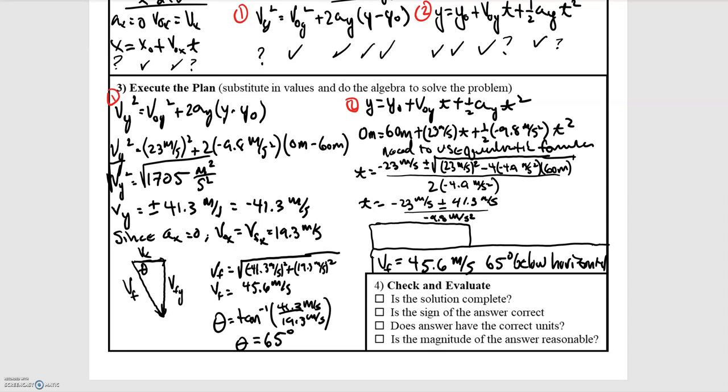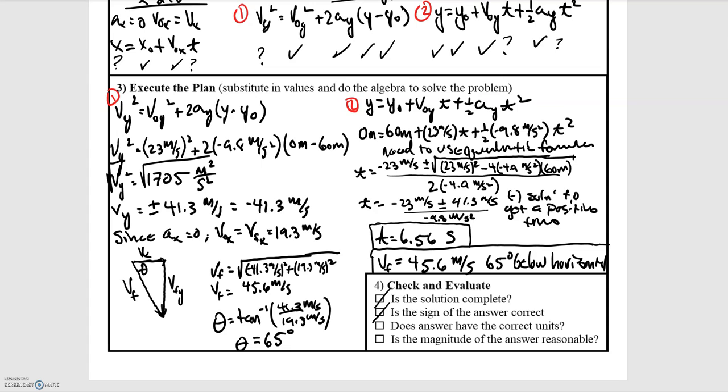And now to solve for the second part, for time, we use the position as a function of time equation. We substitute everything in. In this case, we need to use the quadratic formula to solve for time. So substituting that in, we're left with negative 23 meters per second plus or minus 41.3 meters per second, divided by negative 9.8 meters per second squared. Now, if we take the positive sign answer, we get a negative time value. So we want to take the negative solution to get a positive time. In doing so, we get a time of 6.56 seconds. And so we have a complete solution.